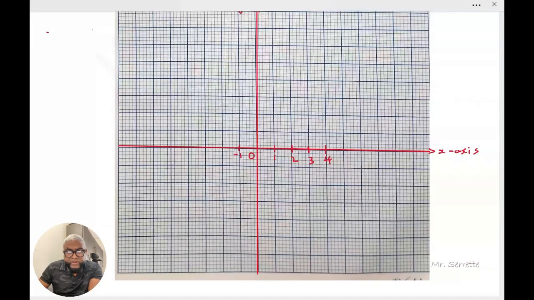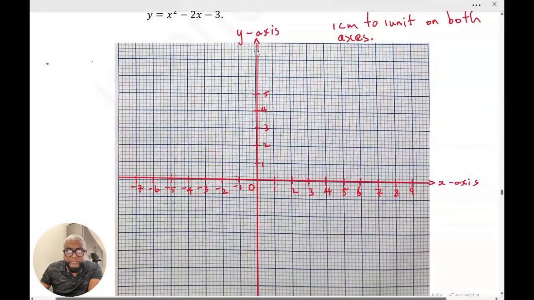This will be -1, -2, -3, -4, -5, -6, -7. Here we have 4, 5, 6, 7, 8, 9. Going up would be 1, 2, 3, 4, 5. Same kind of bit.